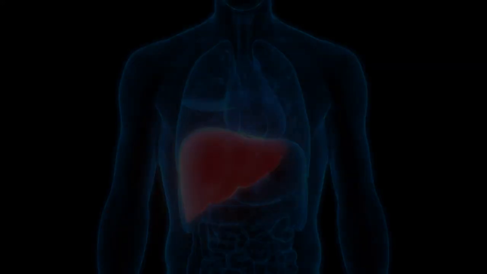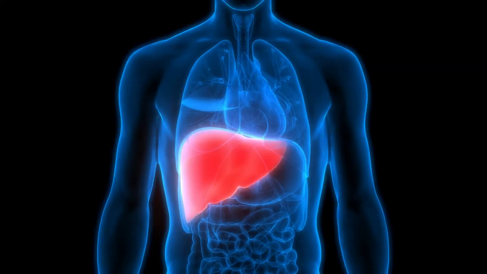Now listen to part of a lecture in an anatomy class. The professor is discussing the functions of the liver. So that brings us to our discussion of the liver, the largest internal organ in the human body. As you already know, it's part of the digestive system, and it performs more than 500 functions.